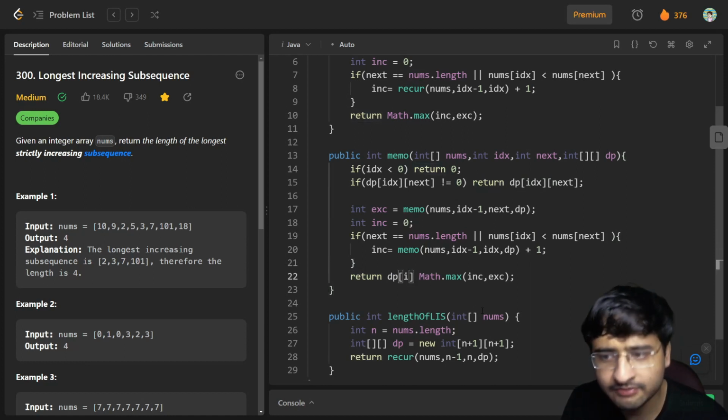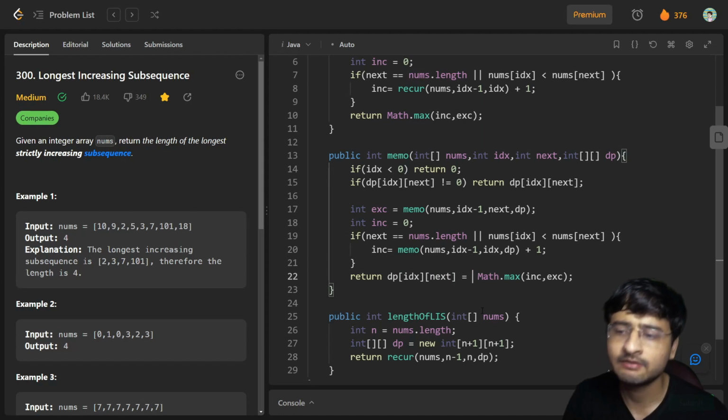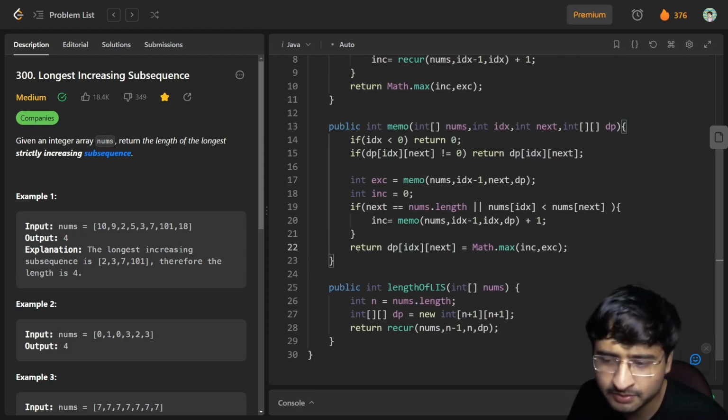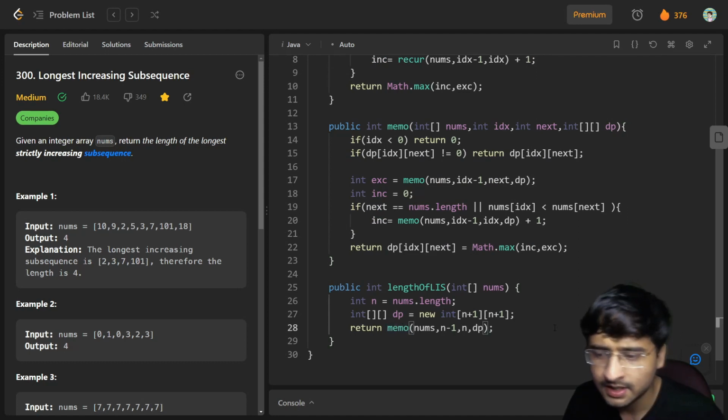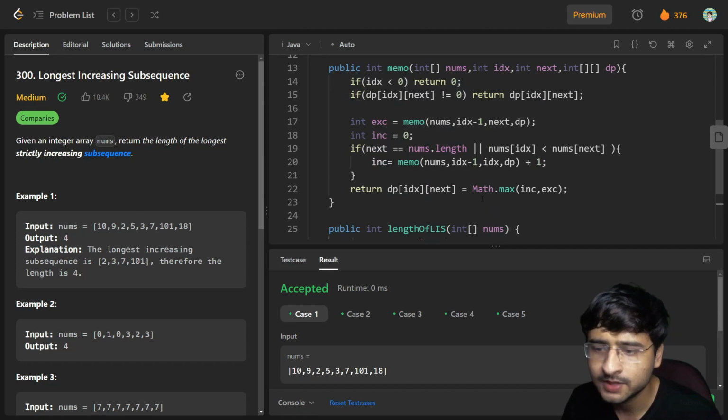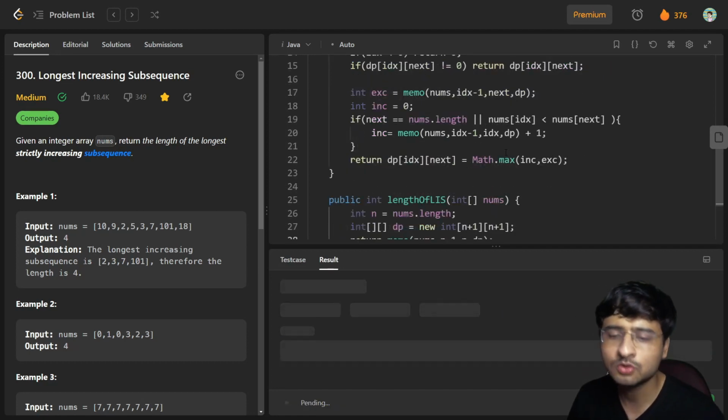And remember, what is recall and remember? I will remember the answer here if I have not already calculated the answer. I will remember it in the DP itself. I hope this strategy of remember and recalling is clear to everybody. I'll pass a memo here and let us try to run this code now and see if it is working or not. I hope that code is correct. Yes, let's try to submit this code.